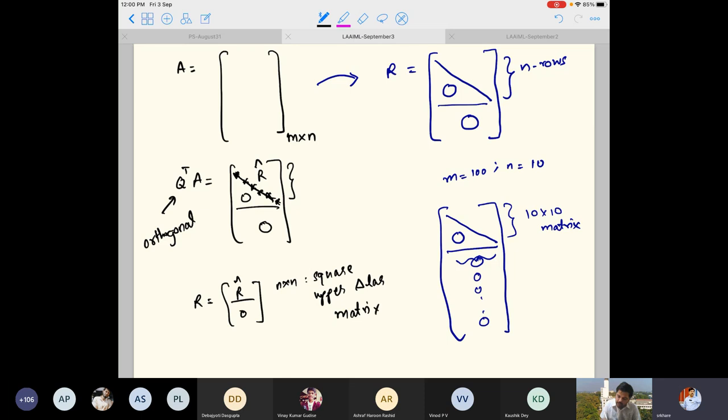What will happen to the diagonal entries of R hat? Do you agree that all the diagonal entries of R hat will be non-zero? Because if one of the diagonal entries of R hat is 0, then R hat is going to be a smaller rank matrix, which is not possible because A and Q transpose are both full rank matrices. So that cannot happen. So the diagonal entries of R hat are all non-zero, and then you can use back substitution to find the solution X.